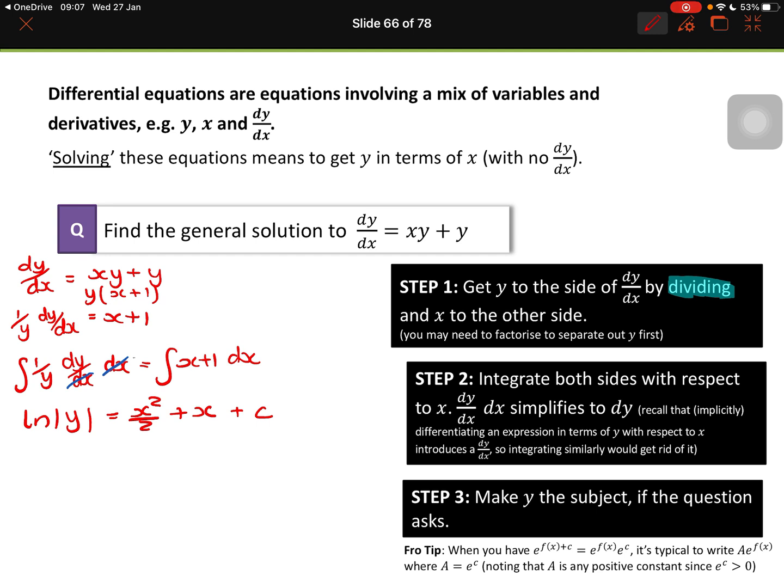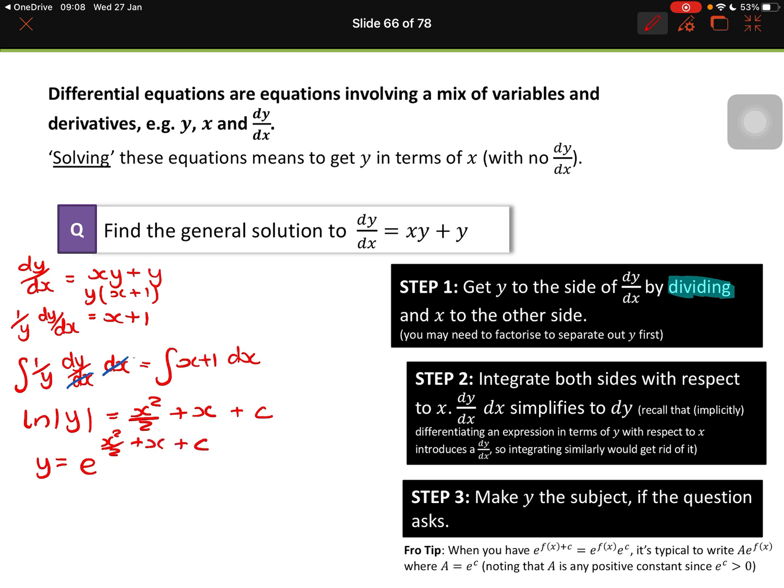The last part you need to do is make y the subject, obviously only if the question asks you to. Sometimes they're happy for you to leave it like that, or they'll ask you to leave it in a different form. If I want to make y the subject, obviously I need to get rid of the ln. To get rid of the ln, use the inverse, which is to e both sides. So I'll end up with y equals e to the power of x squared over 2 plus x plus c.